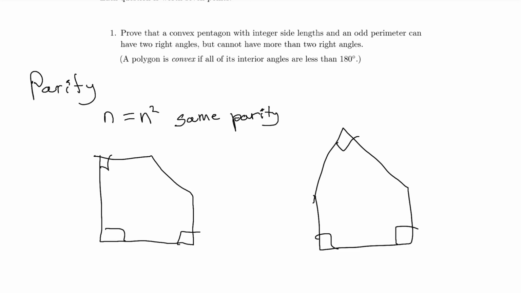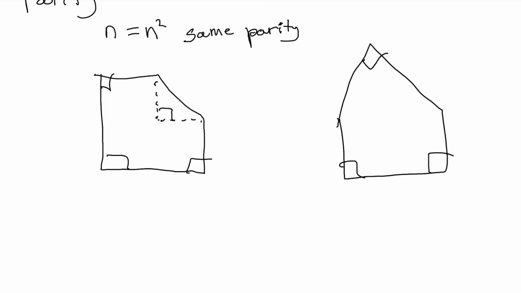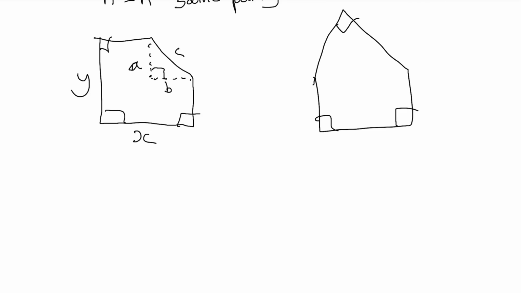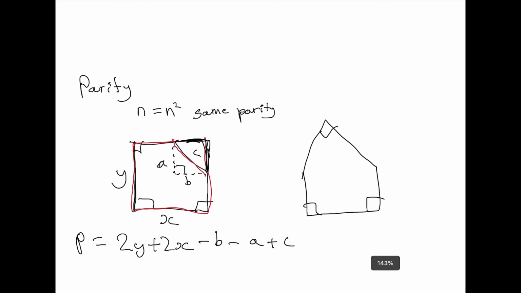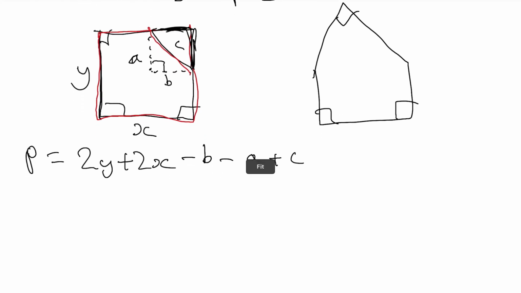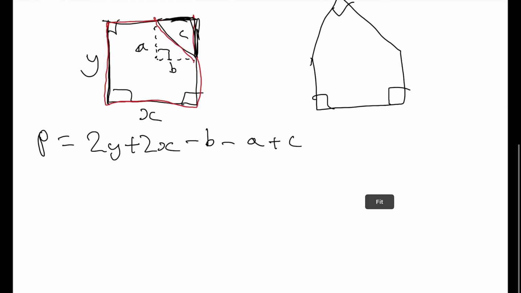Now, if you look a bit closely, you can notice there is a Pythagoras triangle right here. Alright, now let's label the sides. And that's it. So now, let's consider the perimeter right now. So 2y plus 2x, and then we gotta minus these parts. This is b, so minus b minus a. And then we have to add c. That will give us the perimeter of the pentagon. Now we have to prove this is even.